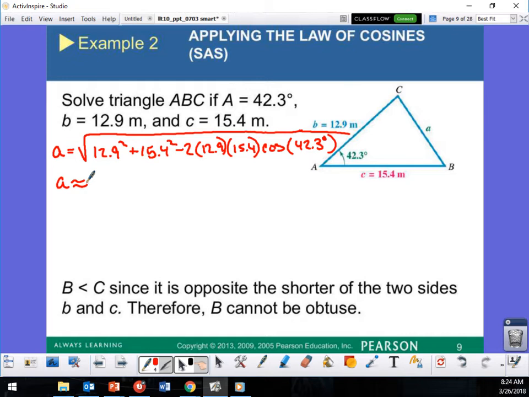It's 10.5. I think someone got a different answer. Someone got something different? No, it's 10.47, but I rounded. 10.47? You guys agreeing? Or are we disagreeing? Abraham agrees? Okay, good.